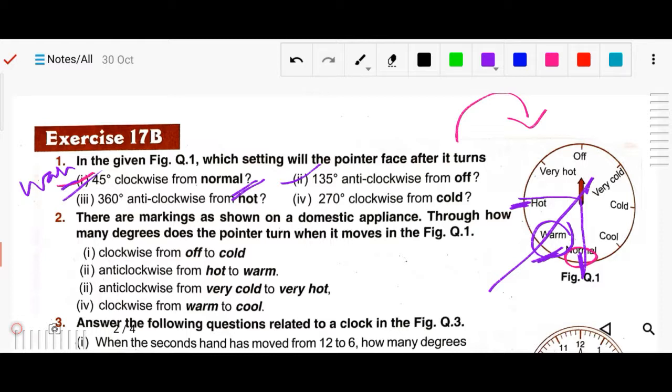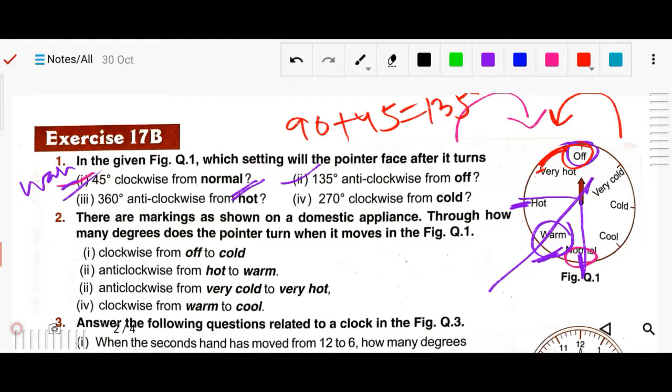So where is off? Here it is. Now anti-clockwise means we move this side. How can you get 135? If you add 90 plus 45, it will be 135. So first from here 45, now 45 more makes 90, now again 45. So where do you reach now? Here. This point is warm, so its answer will also be warm.